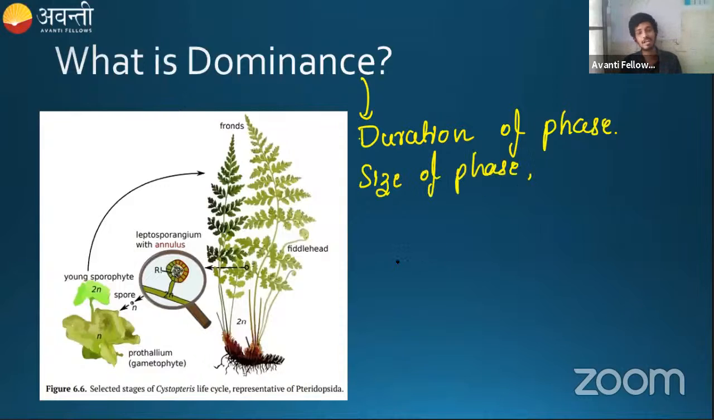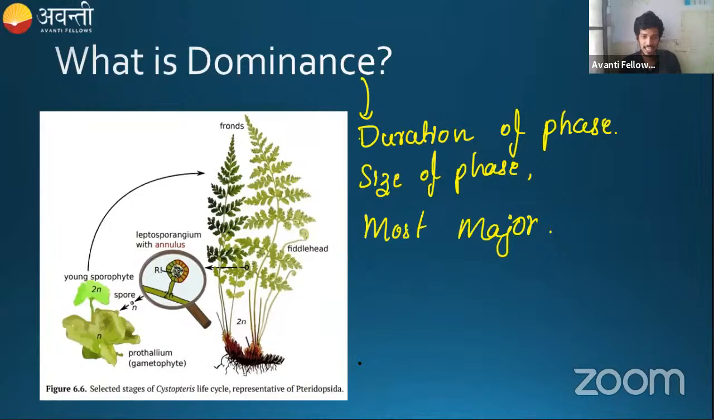So in pteridophytes I say that the sporophyte is dominant. How am I saying it? Yes, the most major phase. Correct, that's also correct, right? Most major phase. Nishit, we only just discussed this, right, bro? What is a phase? A phase is a particular duration. I'll write it down.